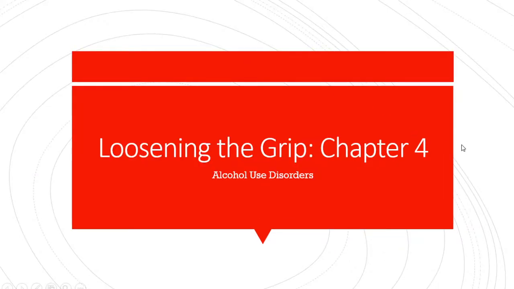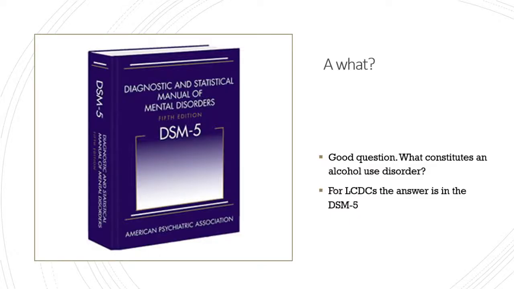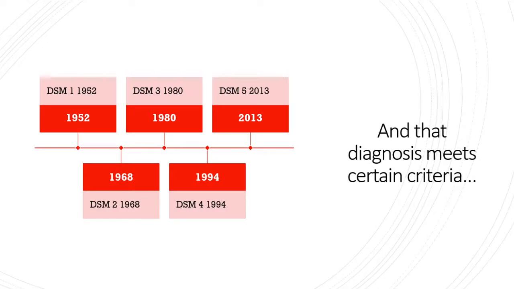Alcohol use disorders, that's what we're calling it this week. Good question: what constitutes an alcohol use disorder? For LCDCs, the answer's in the DSM-5. And the DSM-5 is a very important book for us. It's been through a number of incarnations over time.